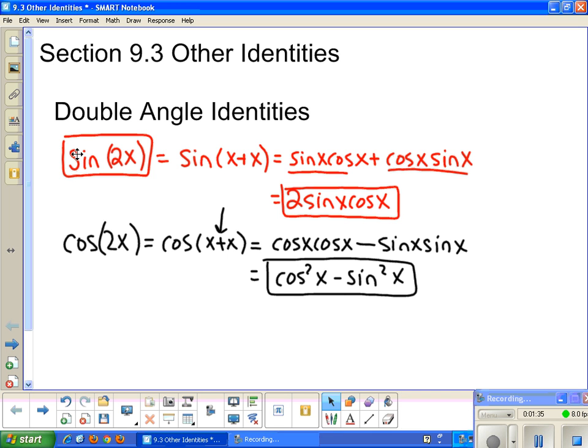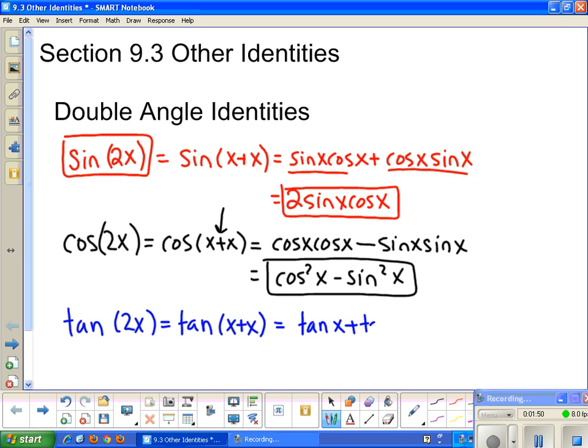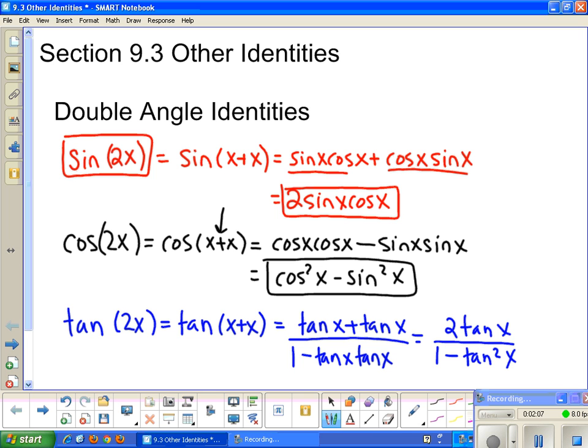And then the last one we have is for tangent. So my tangent double angle would be equal to the tangent of x plus x. So if we use our tangent addition identity, we get the tangent of x plus the tangent of x over 1 minus tangent x times tangent x. So this becomes, in my numerator, 2 tangent x over 1 minus tangent squared x, and this right here would be my tangent double angle formula. So again, if you forget what these identities are, it's easy to derive the identities.